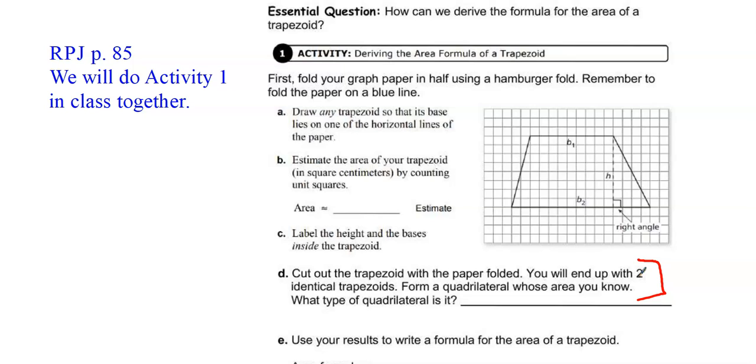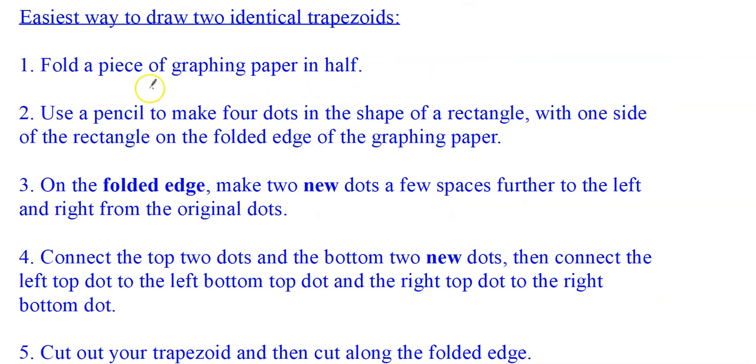You take a piece of graphing paper, fold it in half, and draw a trapezoid that you can cut out. So here are the instructions, right? Fold a piece of graphing paper in half. I'm going to ask you to use a pencil to make 4 dots. So a lot of people don't have practice drawing trapezoids. So if you don't, you can first draw a rectangle.